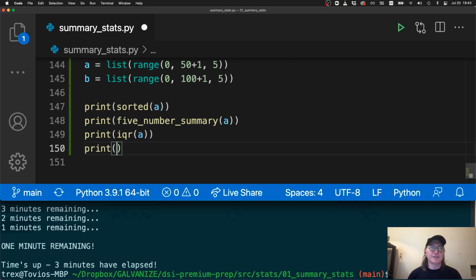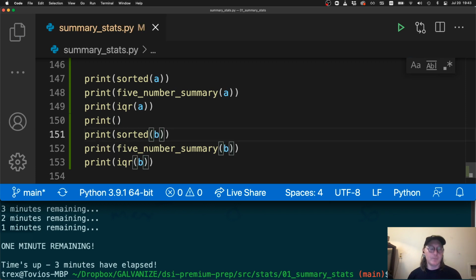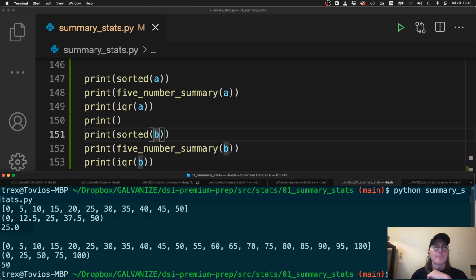And I'll put just an empty space there and change those to B. And let's see what we got. Okay. So here, in the case of A, we have an IQR of 25. That gives an indication of the spread of the middle 50% of the data. And in the next one, we have an IQR of 50, which again gives an indication of that spread.